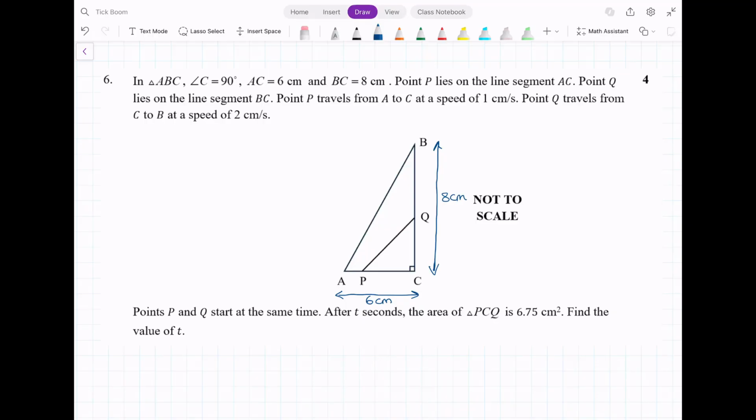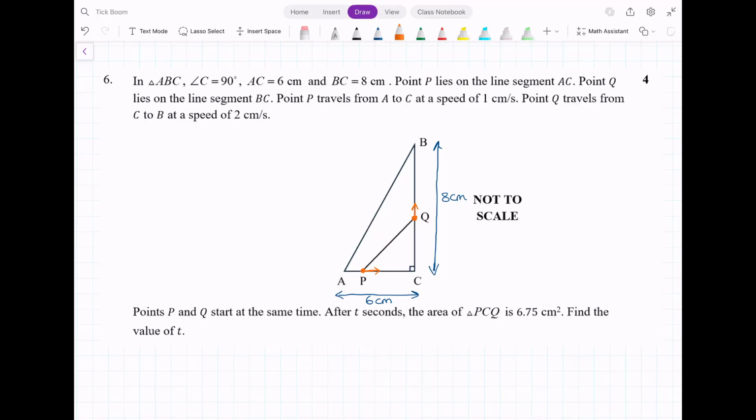And we're told there's a point P, this point here, which lies on the line segment AC. And there's a point Q, this point here, which lies on the line segment BC. Point P is travelling from A towards C in this direction at a speed of 1 centimetre per second. Point Q is travelling from C up to B at a speed of 2 centimetres per second. And then we have this triangle here to reflect all of that information.